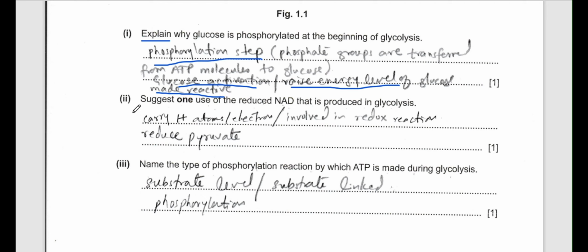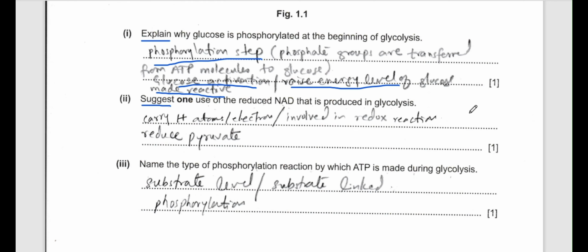Okay, now the second part. If you see, the command word is suggest. Whenever we have this command word, which is suggest, usually we need to write the reason for the statement, for example. So the question says, suggest one use of the reduced NAD that is produced in glycolysis.